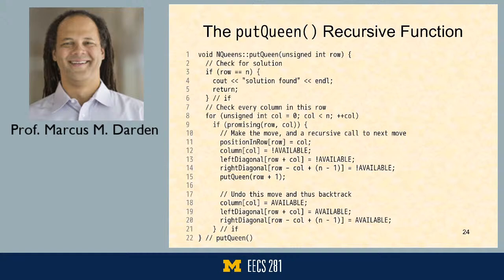All right, so then let's see if we can identify our elements, right? I talked about a call to promising. There's my call to promising in line 9. I talked about a solution check. There it is in line 3. If row is equal to n, I've placed all the queens. And in this case, I'm doing this slightly remixed: I'm doing my promising check inside of my adjacency loop check. But what that means is, if I get something that's promising, it lets me advance.